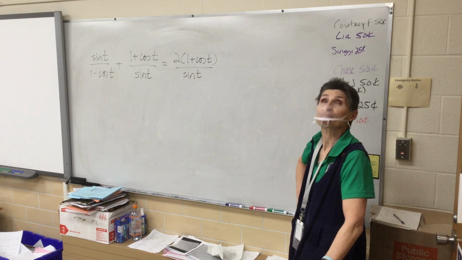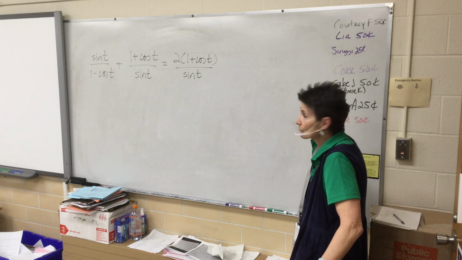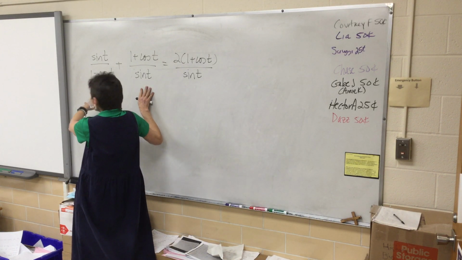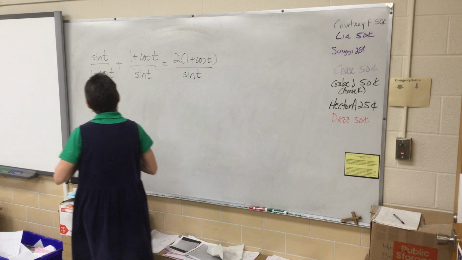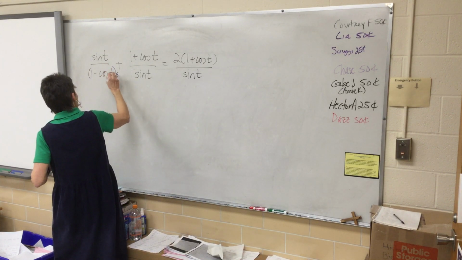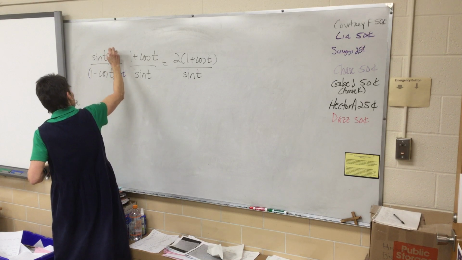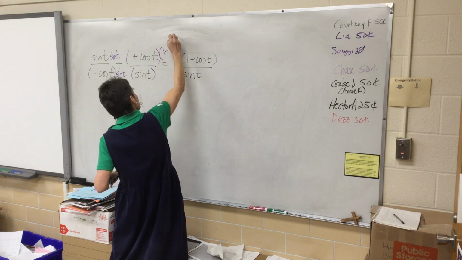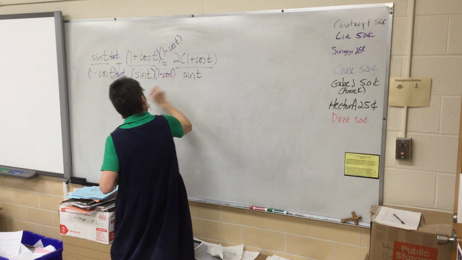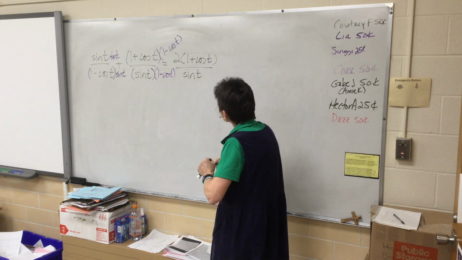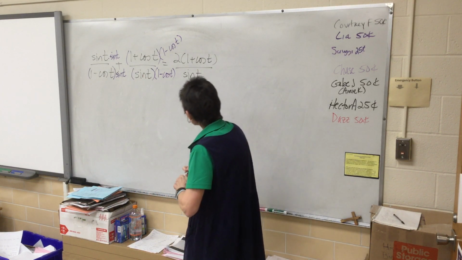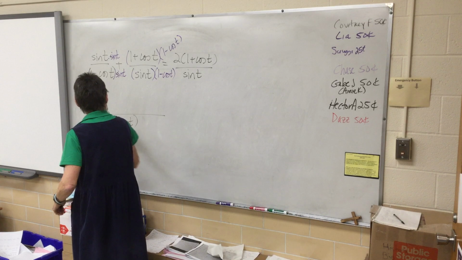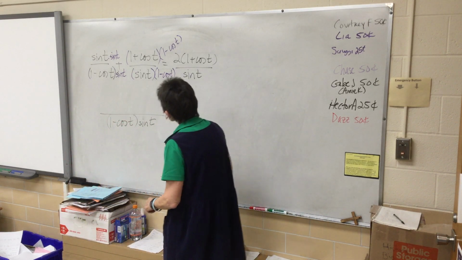Tell me what you want to do. So we want to add these two fractions together. So we're going to need to get a common denominator. So this one is going to have a sine. And this one is going to have a 1 minus cosine. Now they have the same denominator, so I'm going to go ahead and write down the denominator. It's 1 minus cosine times sine. That's my denominator. Okay, so what's on top?